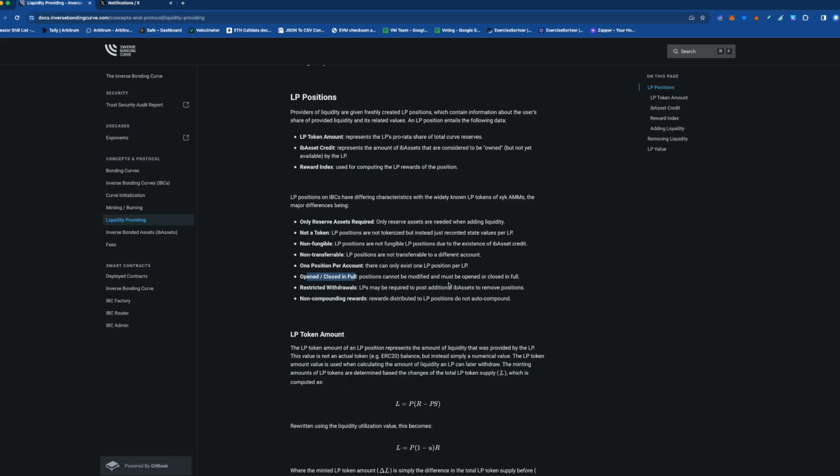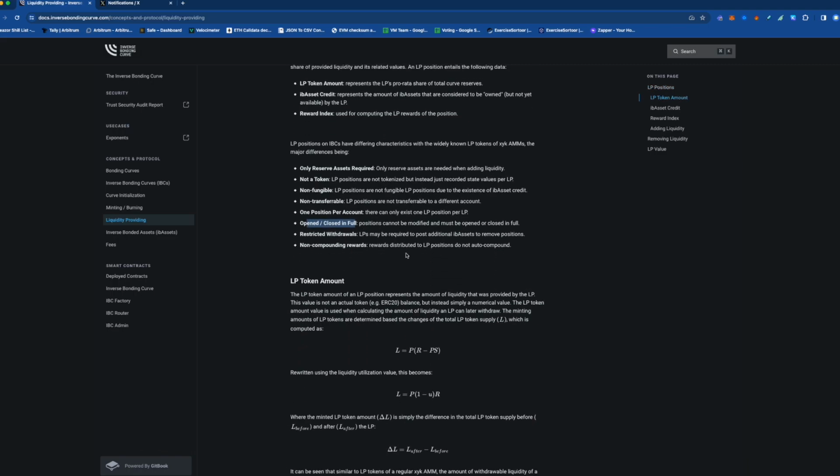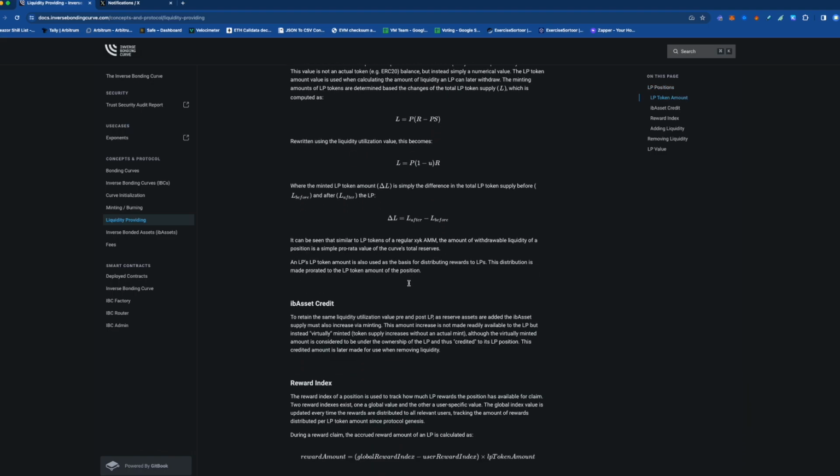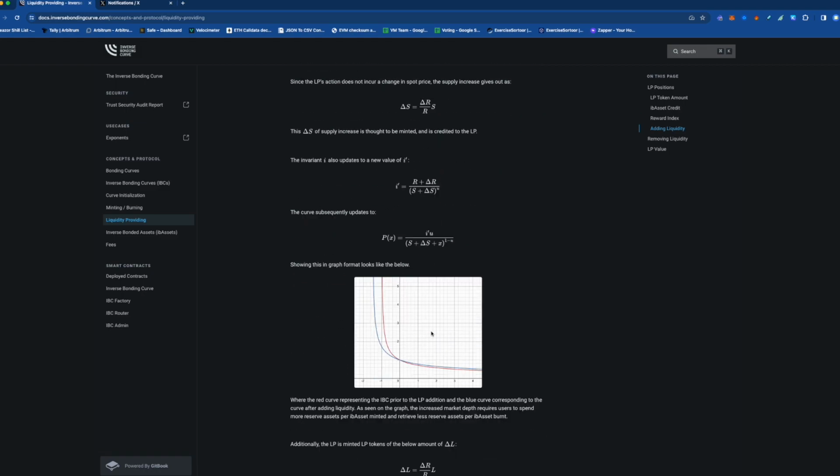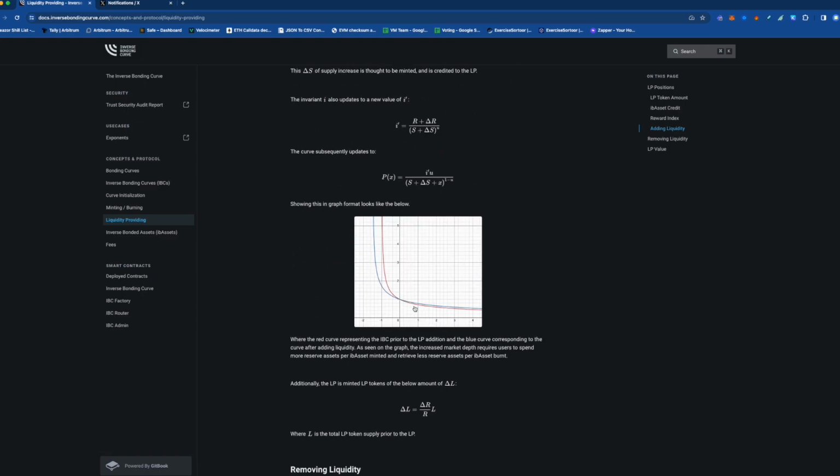It's kind of like you make your decision to LP and then you have to use another wallet to do it again, or you close it down and open it up again. Moving down to the important part, let's take a look at this graph. So this is adding liquidity. The red line is the bonding curve, right? And the blue line is after you add liquidity.